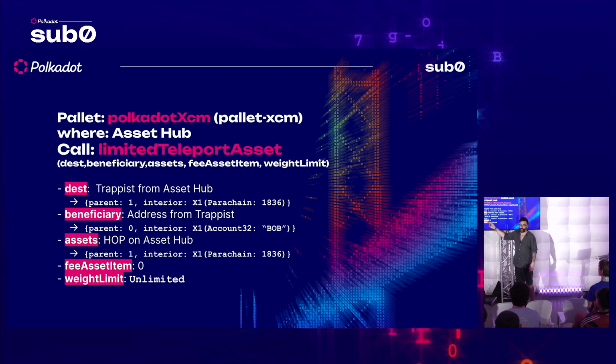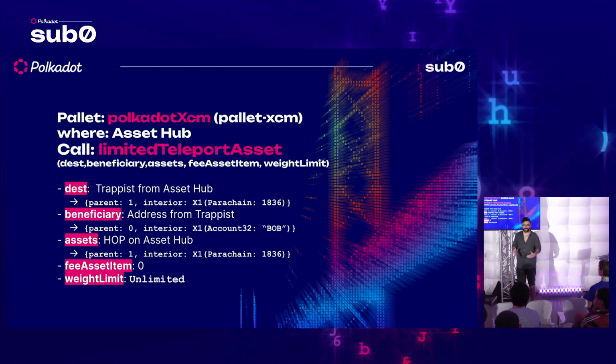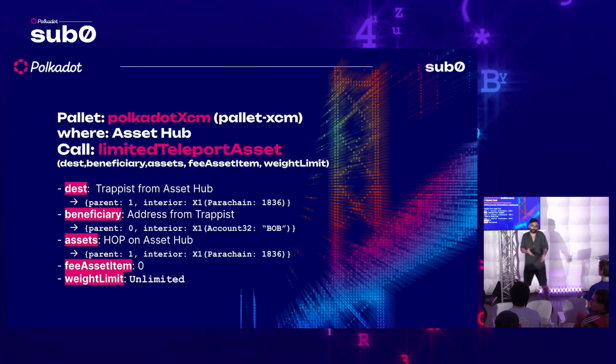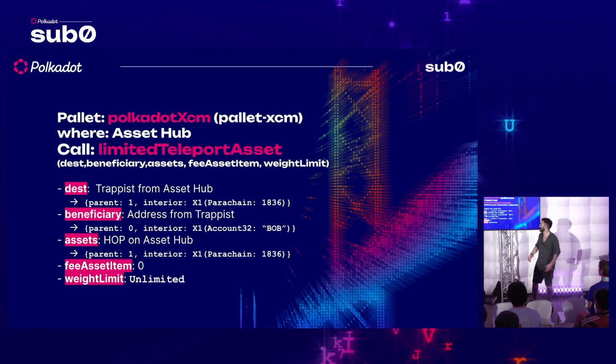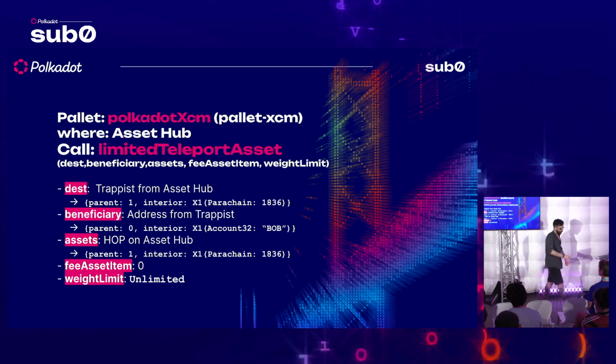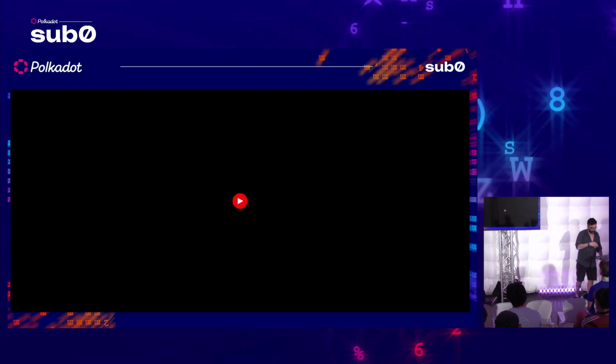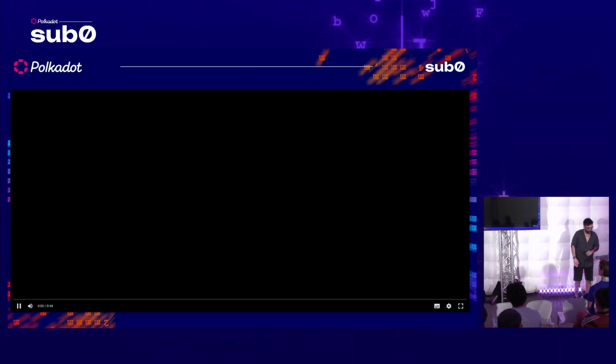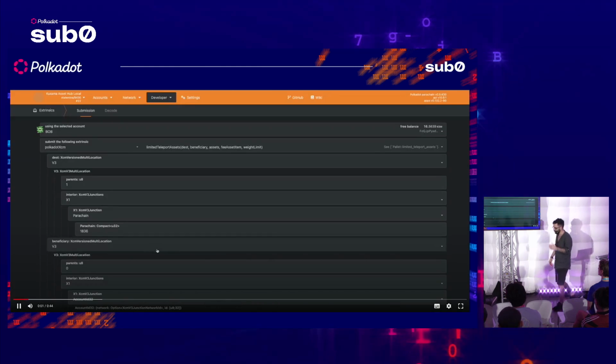Fee asset item, we are going to pay for execution with Hope, and this is the interesting part. You can pay with Hope on Trappist because it is its native asset. And the weight limit unlimited, because in this case, it's not that it's not important, but it's not relevant to the use case. This is how it looks.